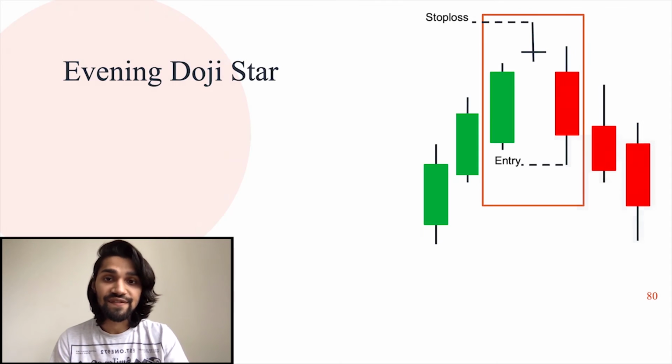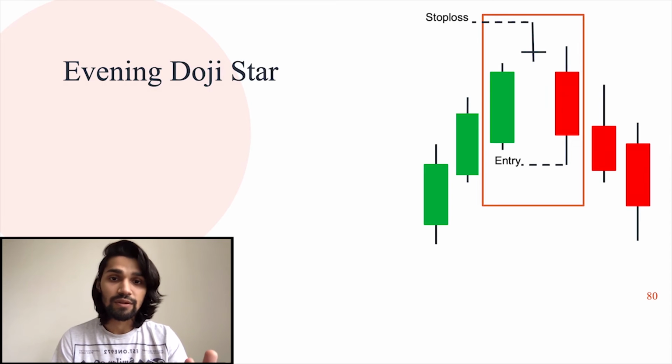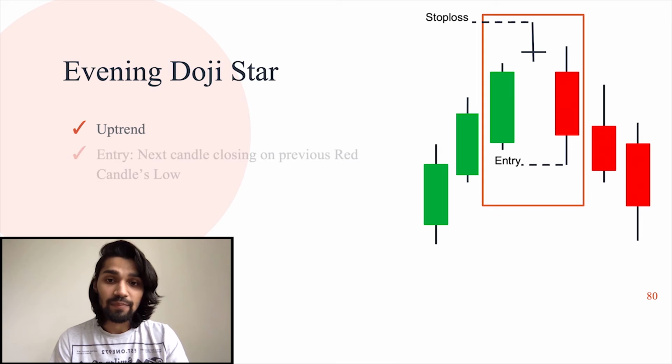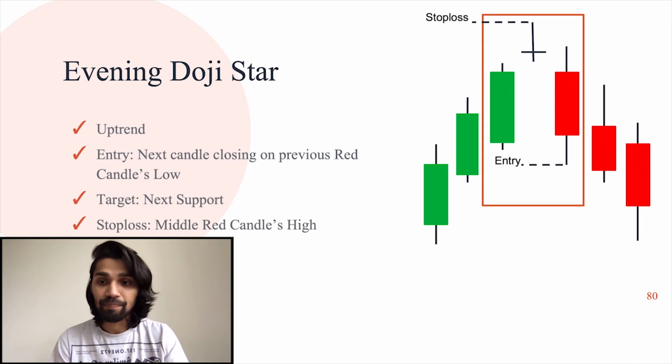The next candle is the evening Doji star, very similar to the evening star. It is a bearish pattern, and these are things that you need to consider before taking a trade. First, there should be an uptrend going on. Second, the entry would be below the red candle's low. The target would be your next support, and your stop loss would be the Doji's high.